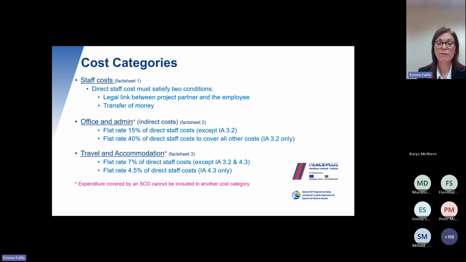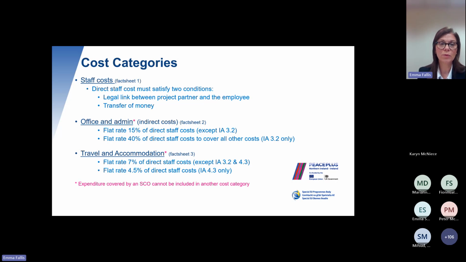Projects within investment area 4.3 are able to receive a flat rate of 4.5% of their staff costs. One of the things that you need to bear in mind is that during the verification or management verification checks on the travel and accommodation budget, we will need to satisfy ourselves that travel costs are being incurred by the partner.